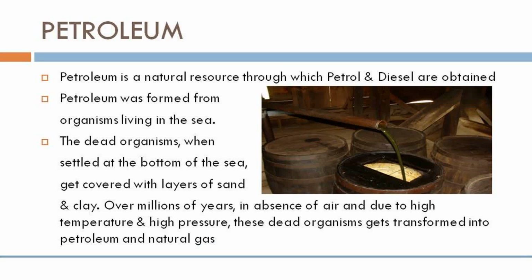Petroleum is another type of fossil fuel. Petroleum is a natural resource through which petrol and diesel are obtained. Petroleum was formed from organisms living in the sea. The dead organisms, when settled at the bottom of the sea, got covered with layers of sand and clay. Over millions of years, in the absence of air and due to high temperature and high pressure, these dead organisms got transformed into petroleum and natural gas.